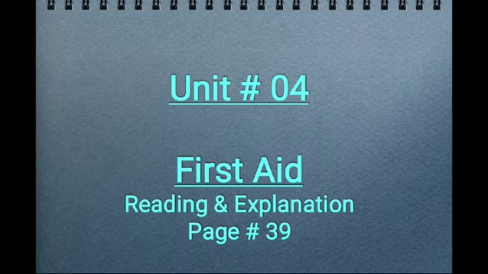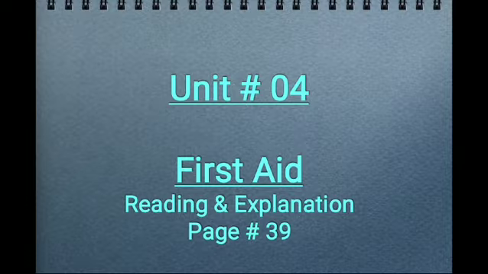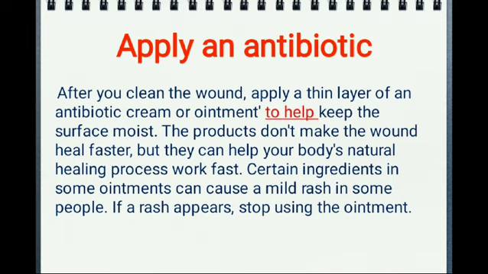Well, dear students, you have to come to page number 39 of unit number 4, first aid, and we are going to start with a reading and explanation of the point, that is apply an antibiotic. After you clean the wound, apply a thin layer of an antibiotic cream or ointment to help keep the surface moist. The products don't make the wound heal faster, but they can help your body's natural healing process work fast. Certain ingredients in some ointments can cause a mild rash in some people. If a rash appears, stop using the ointment.